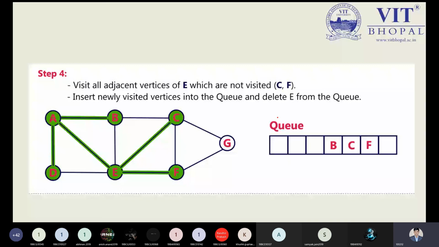So now D is connected. E is connected to C and F as well as B, but D is already visited. Okay, then we will insert C and F here, and now rear will be the F and front will be on the B. So A is visited, D is visited, E is visited, and now come to the B. So B is connected to C and E, but E is already visited. So we will choose the C.